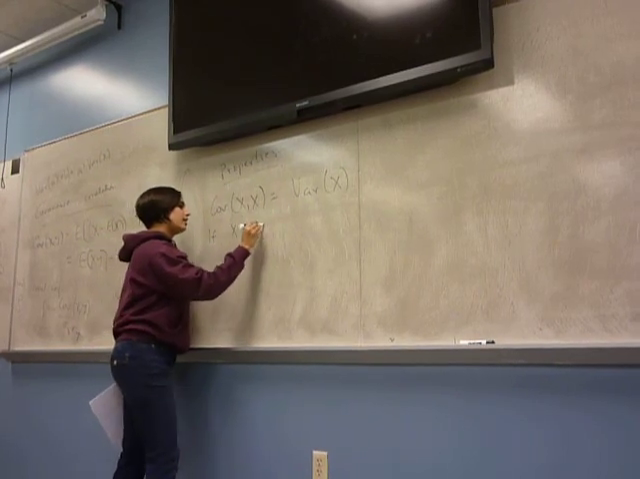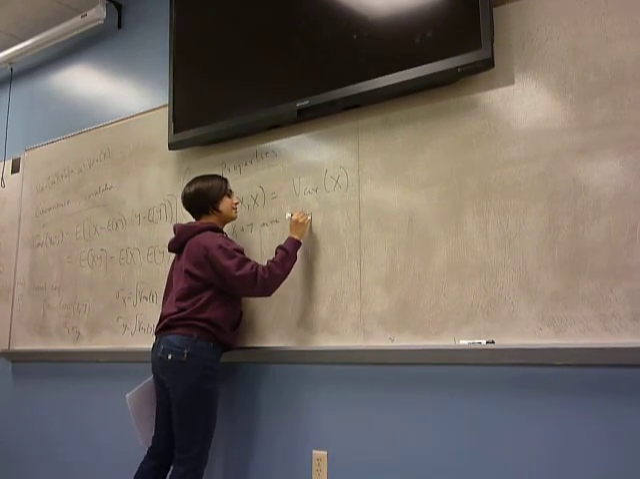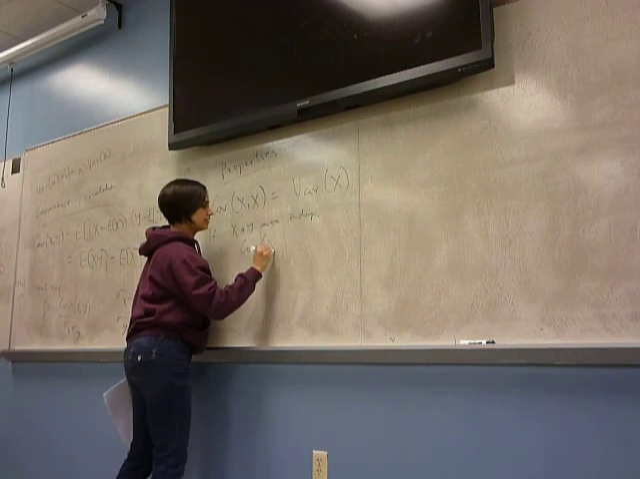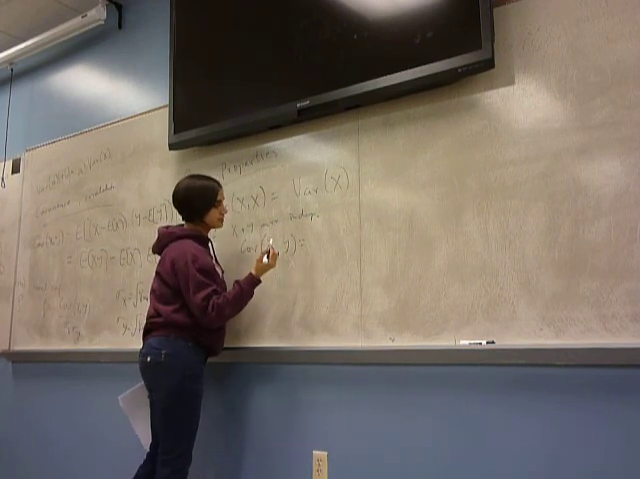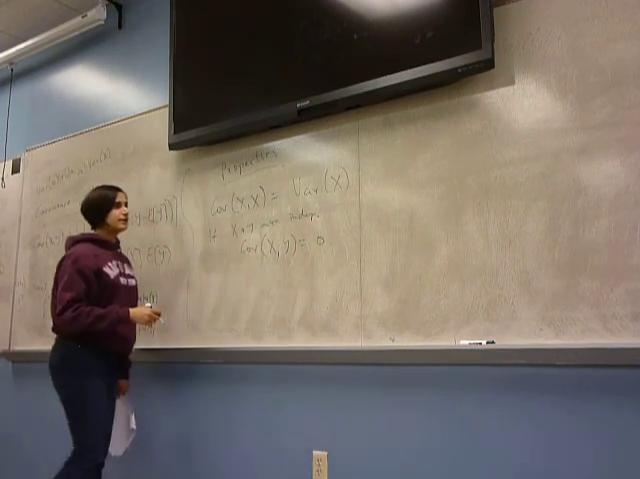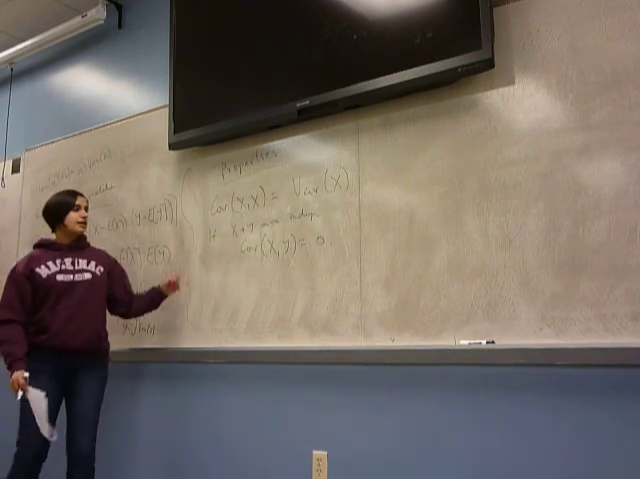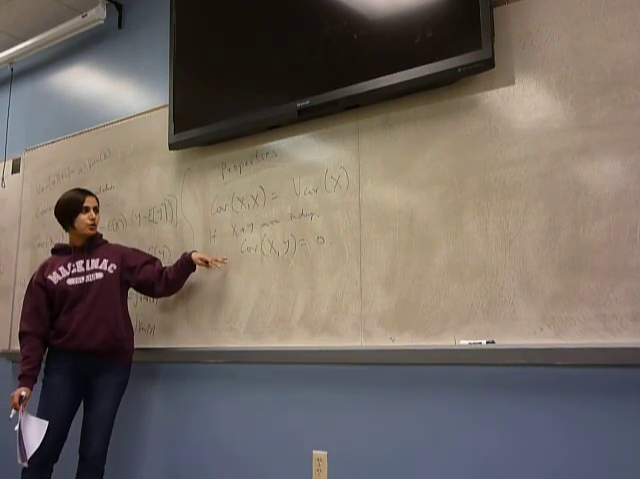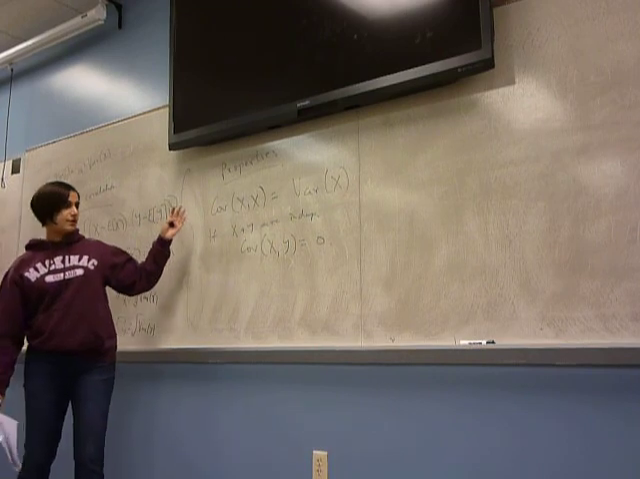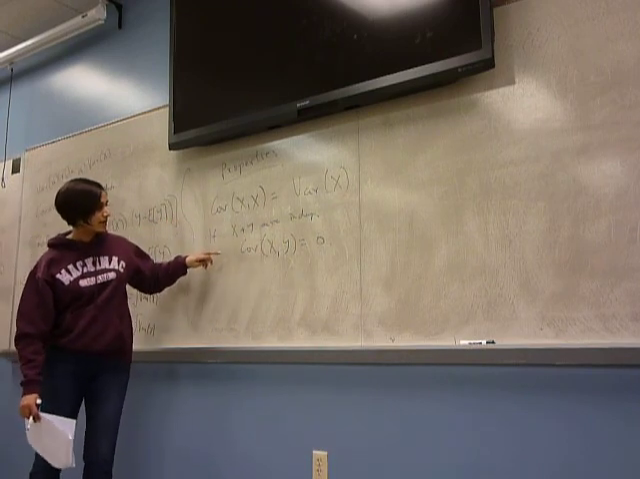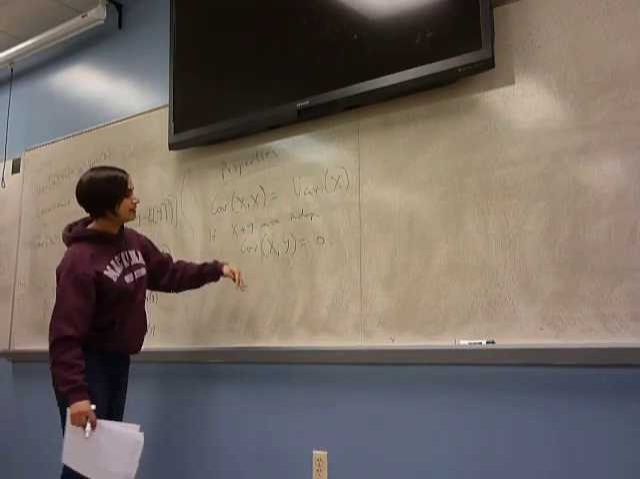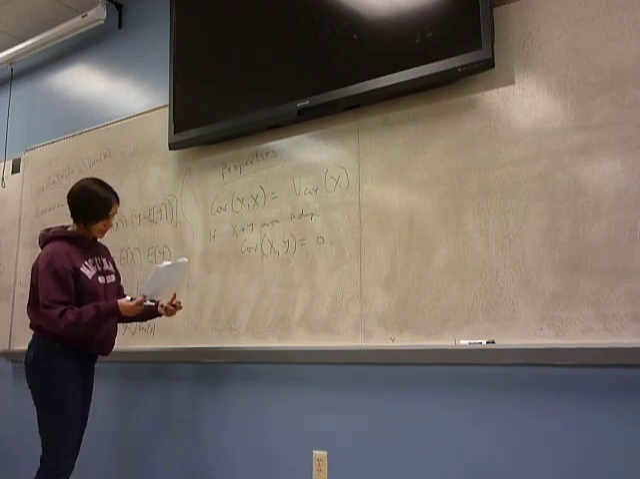If X and Y are independent, then, as I already mentioned earlier, the covariance of X and Y is just 0. If you get your covariance of X and Y to be 0, you cannot conclude that X and Y are independent. So the conclusion only works in one direction. If they're independent, then their covariance is necessarily 0.